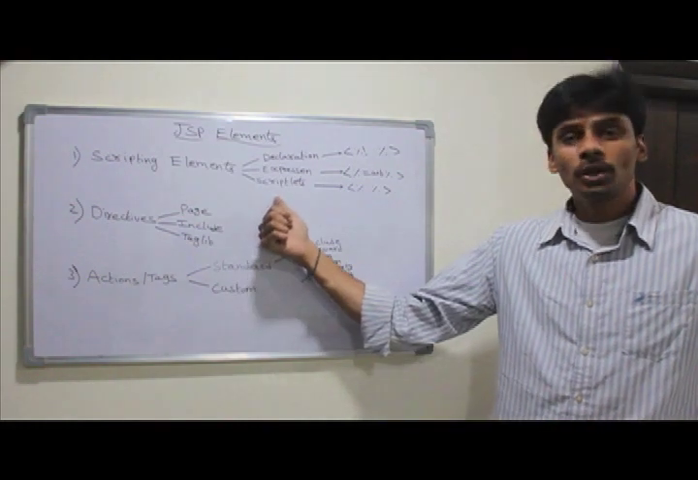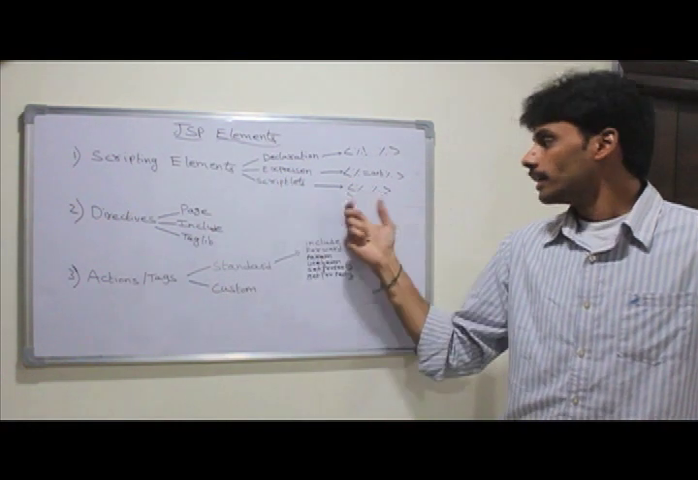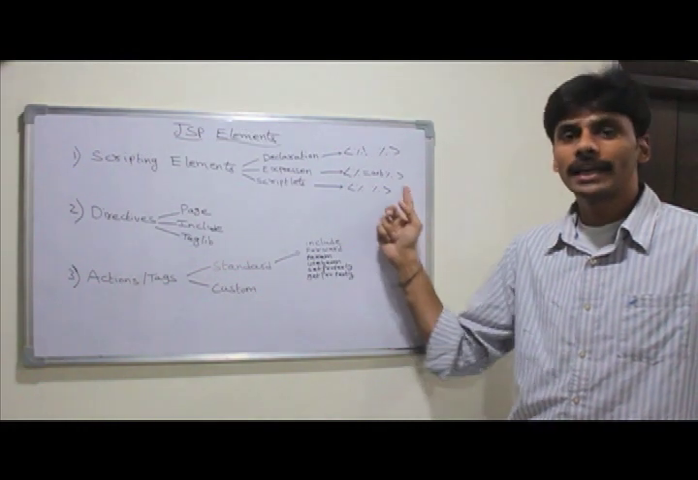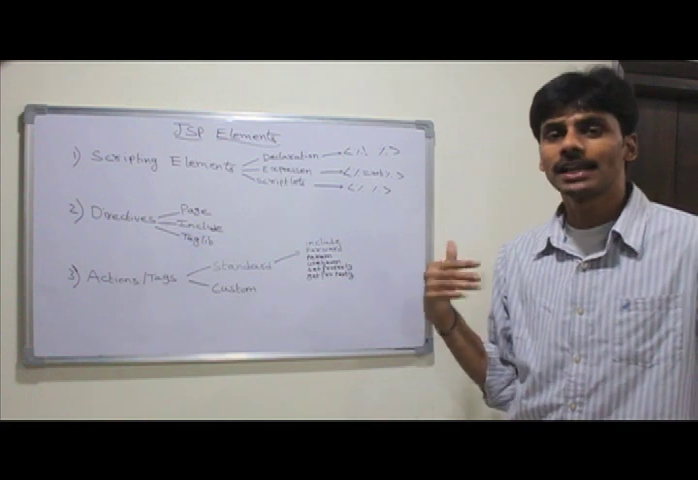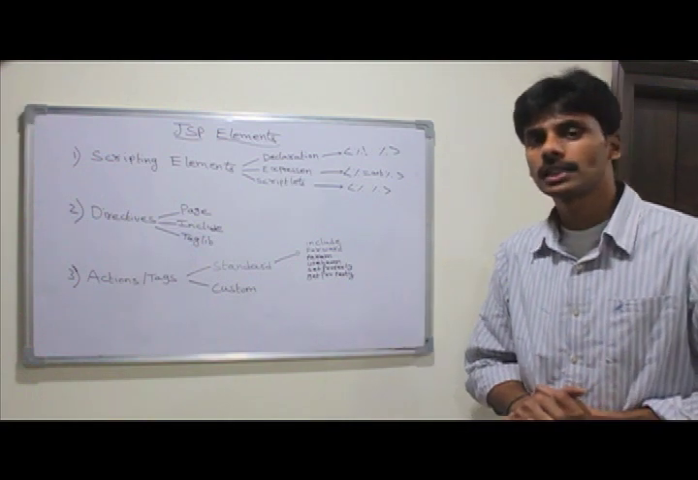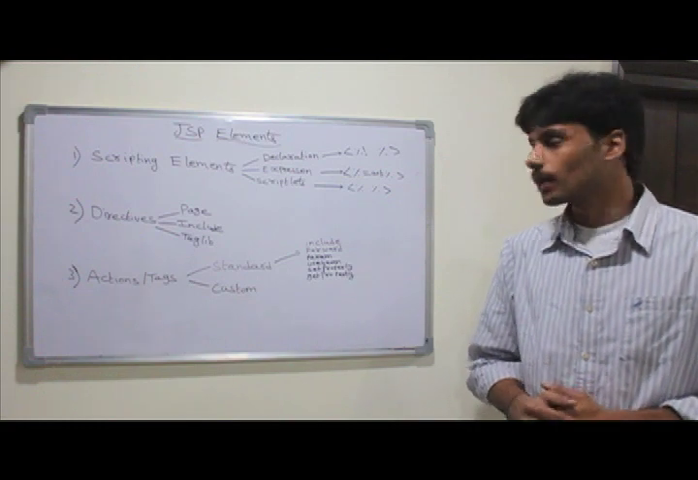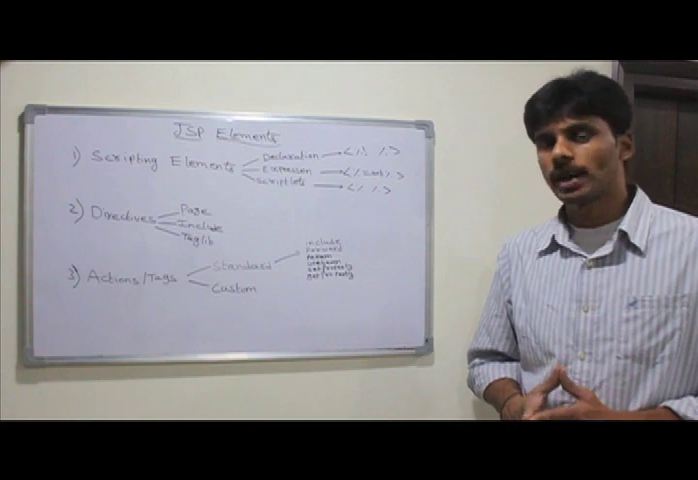Then finally, the most important, the scriptlet block. The syntax is less than symbol, percentage, and it ends with percentage greater than symbol. Any code you put into this will directly go into the _jspService method, the service method of the servlet that that JSP page gets translated into. And you can have any number of these elements within your JSP page. It doesn't matter how many you have.